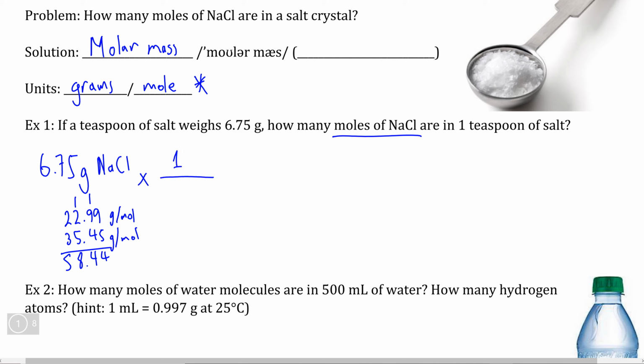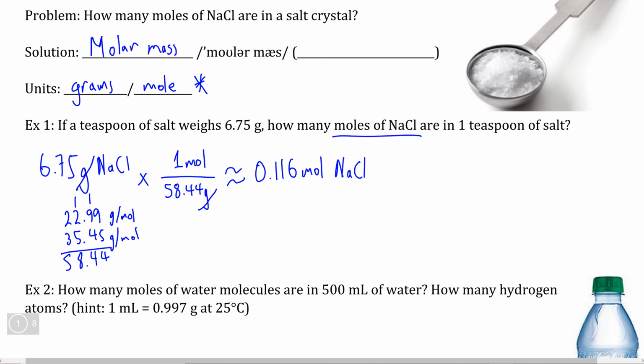That means for our conversion factor, 1 mole goes on the top, and the number of grams per 1 mole of sodium chloride, 58.44 grams per 1 mole, goes in the denominator. We see that grams is in the numerator and the denominator, so it cancels out. And if you put this into your calculator, you will find that this comes to approximately 0.116 moles of sodium chloride.